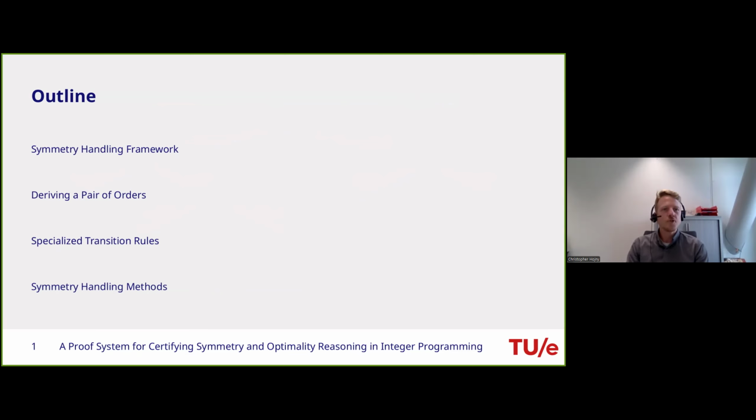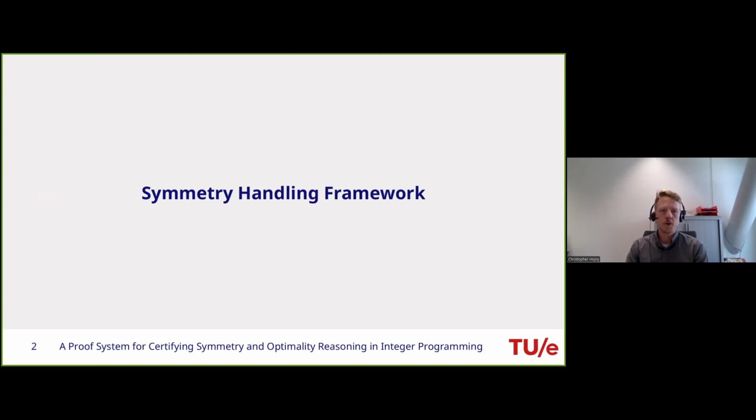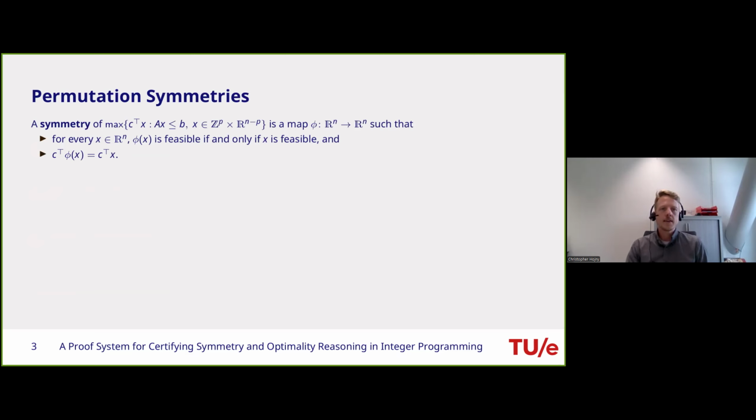Okay, thank you. So, as promised, now the more technical part where I want to go a little bit further into the details of the symmetry handling framework, the proof system, and how we actually encode these pairs of orders. But before going into these pairs of orders, let me briefly talk about the symmetry handling framework, so that it also becomes more apparent why we use the definition of the orders as we did. And the symmetries that I want to talk about in the following are permutation symmetries.